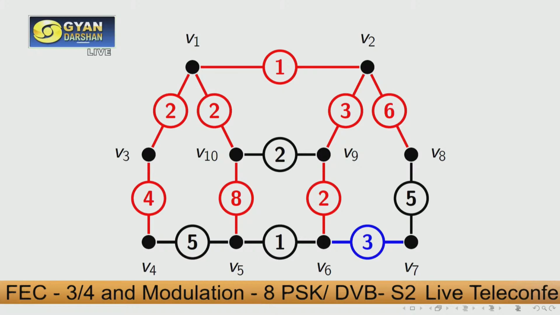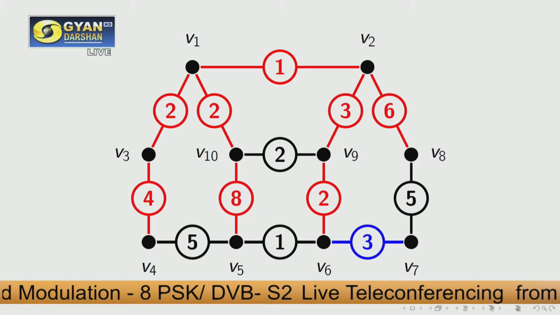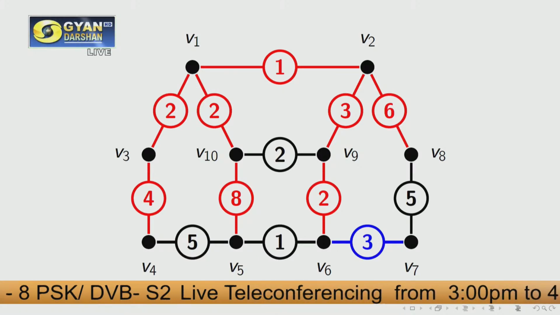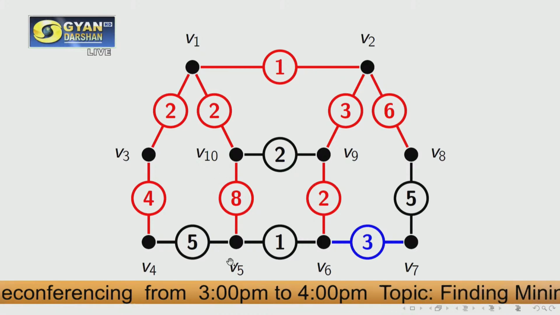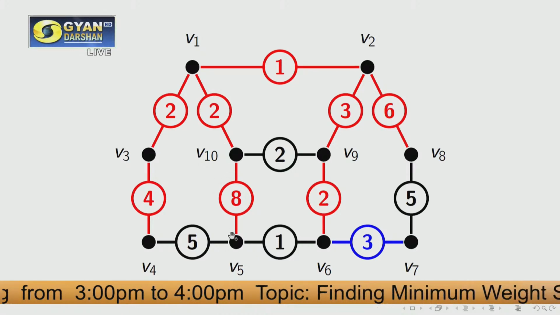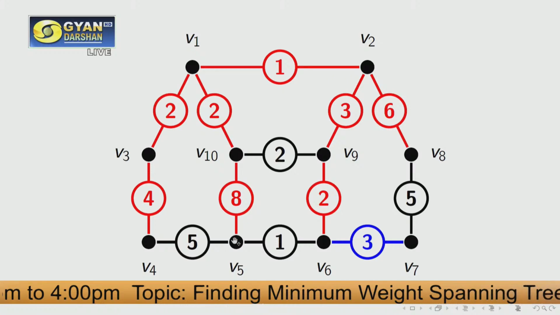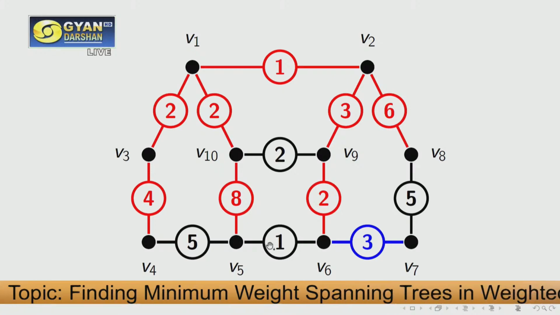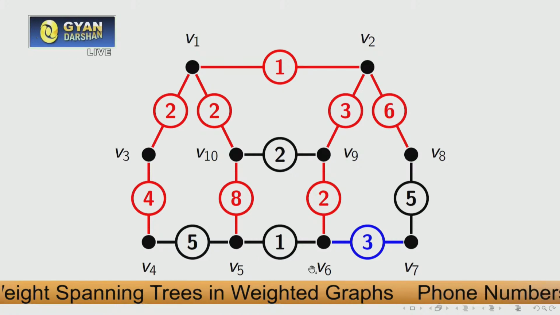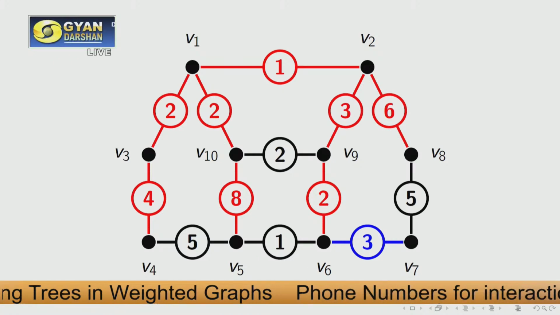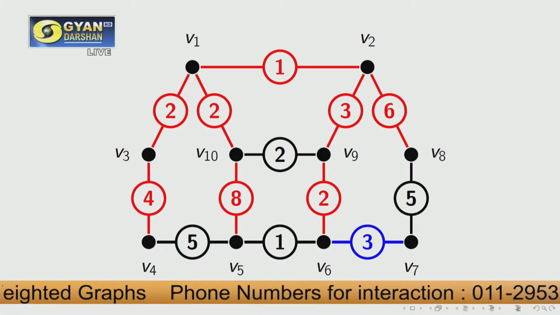In fact, we can get an even smaller weight spanning tree. For instance, if you look at the edge V5 V10, and if you replace this edge with V5 V6, then you also get a spanning tree, but in this case the weight will be even smaller, that is, 7 units smaller.